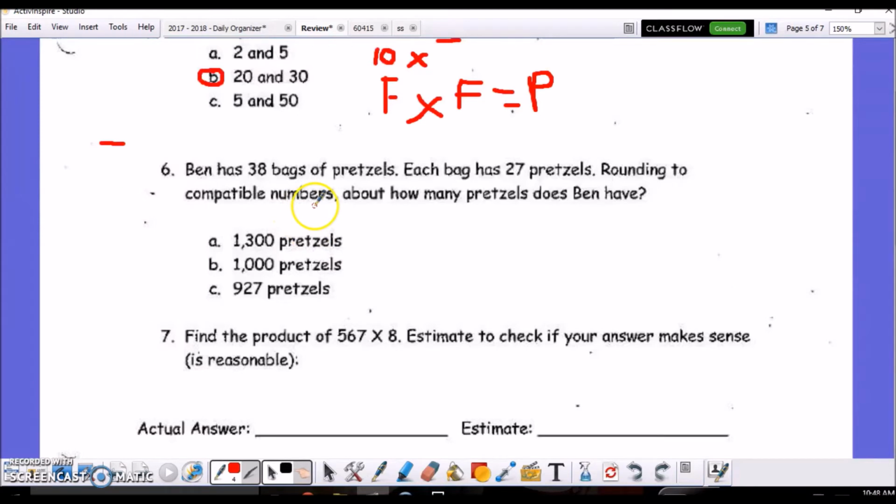Ben has 38 bags of pretzels. Each bag has 27 pretzels. Rounding tells me to use the rounding rules or estimate compatible numbers. About, again, tells you to round or estimate how many pretzels Ben has. You need to take the 38, find the highest shared place value, and 27. So this is a multiplication question.